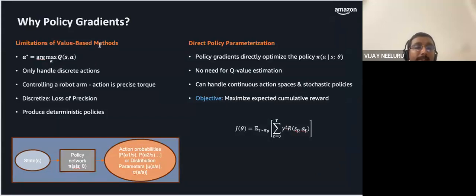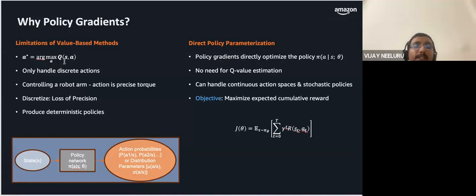So why policy gradient methods? Let's first recall the value-based methods. Value-based reinforcement learning algorithms such as deep Q networks operate by first learning an action value function, which is defined as Q(s, a). The policy itself is derived implicitly from these Q values by typically selecting the action with the highest estimated value, which is defined as argmax over a.